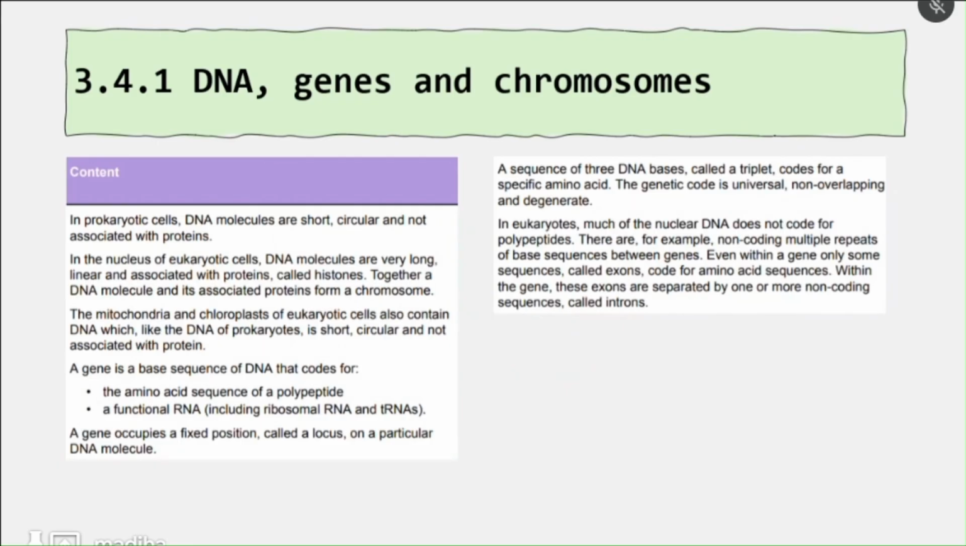But yeah, this is the specification. This is literally all we have to cover. I've split it into 4 different things. The first thing is essentially the differences between prokaryotic and eukaryotic DNA. We'll also be going through what a gene is and what genes code for, essentially where they are in the DNA. We've also got to go through the genetic code, and we also need to go through differences between introns and exons. So, with that being said, we're going to go straight into it.